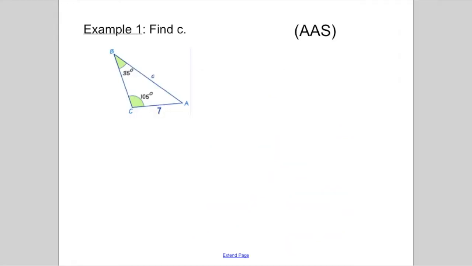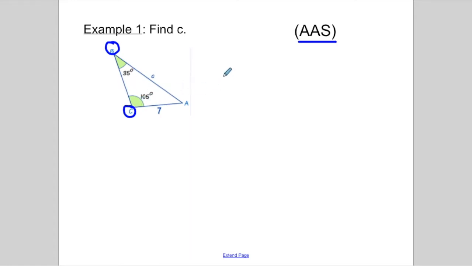Example 1, it says find C. Okay, it's telling me this is angle, angle, side, but you should see why. Let's look. We have angle, then an angle, and a side. That's why it is AAS. So I'm going to set it up. I need to solve for C, which is a side. So you remember little letters are the sides, capital letters are our angles. So I need to find C.